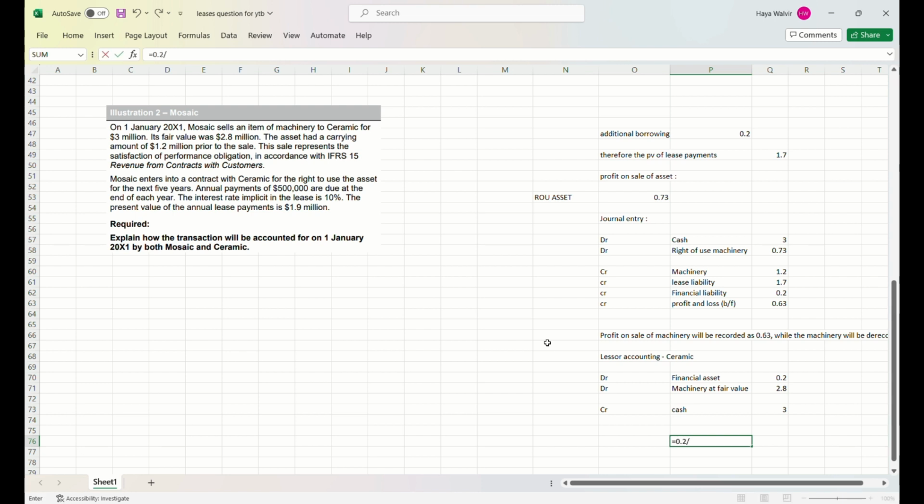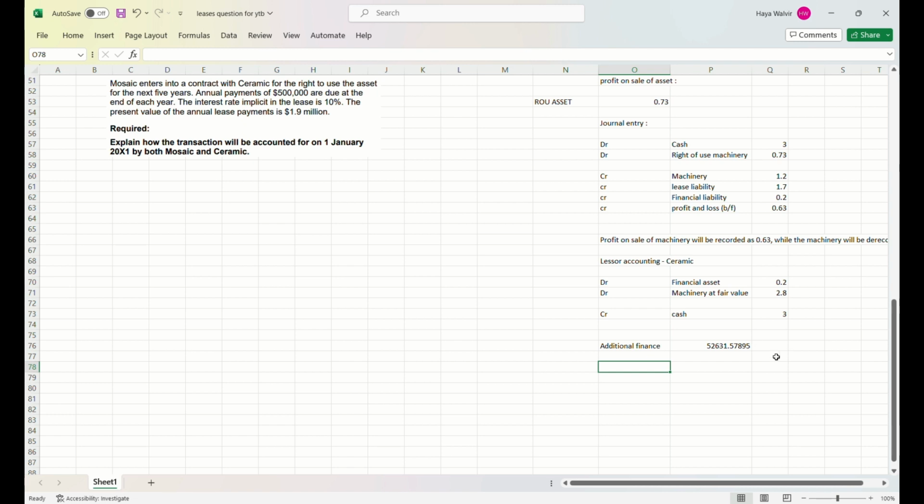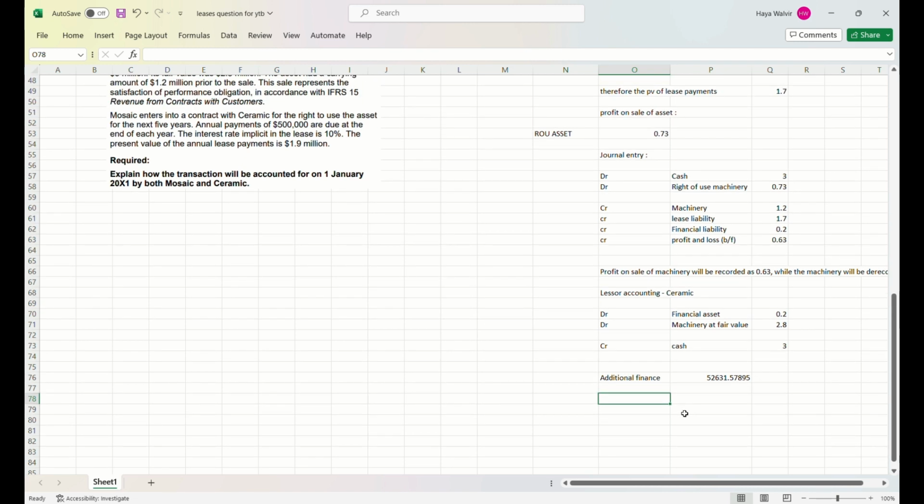So I want to find 0.2 divided by 1.9, or rather I'll explain it better: 1.7, which is the present value of the lease payments, plus 0.2, the additional borrowing, right? It's like a proportion that we are finding into the annual lease payments that are due at the end of each year, 1, 2, 3, 4, 5, 6. So we end up getting 52,631. This is accounted for the additional borrowing, the additional finance. So this is what I will record in my liability section, the actual amount.